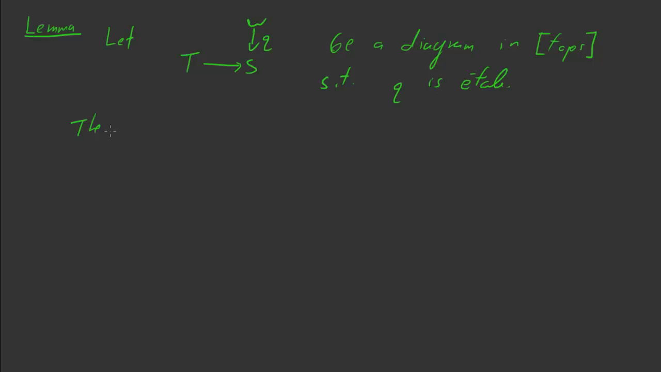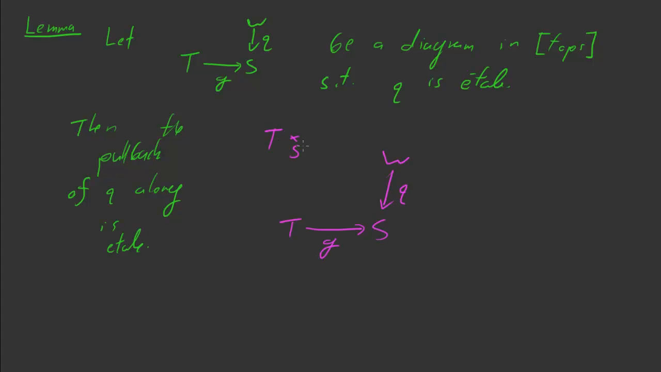Well, then the pullback, let's call this G, and the pullback of Q along G is Etale. What do I mean by the pullback? I mean, if you started out with that diagram, T going into S, W going into S, and you form the pullback T over S with W, and you looked at this first projection, this map here would be Etale. So if you start out with an Etale space and you pull back, you'll end up with an Etale space. Or rather, the Etale property is preserved under pullback.